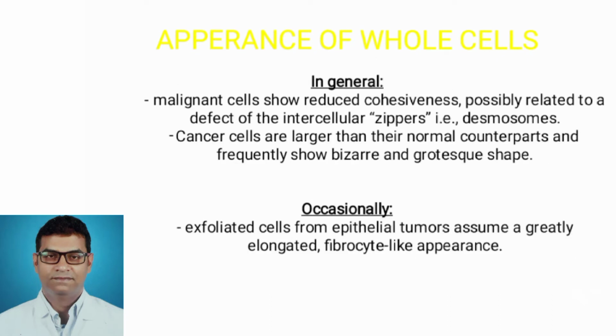Appearance of whole cells. In general, malignant cells show reduced cohesiveness, possibly related to defective intercellular zippers, that is desmosomes. Cancer cells are larger than their normal counterparts and frequently show bizarre and grotesque shapes. Occasionally, exfoliated cells from epithelial tumors assume a greatly elongated fibrocyte-like appearance.